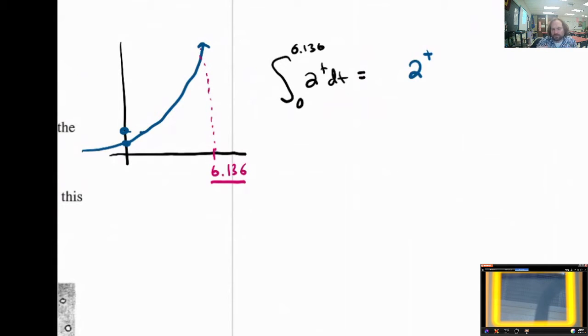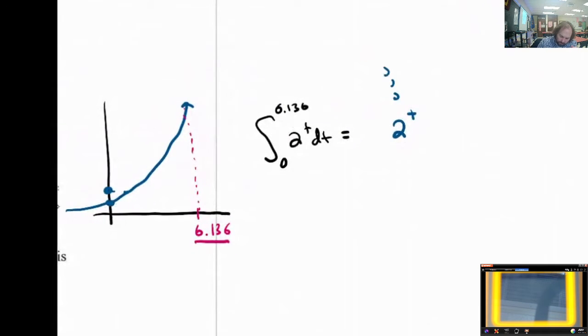However, if you take the derivative of 2^t, what you're going to get is the natural log of 2 times 2^t. What we need is a way to cancel out that natural log of 2. So what we're going to do is take this and put it over the natural log of 2. And that's going to be our antiderivative. That's it. We're going to evaluate this from 0 to 6.136.